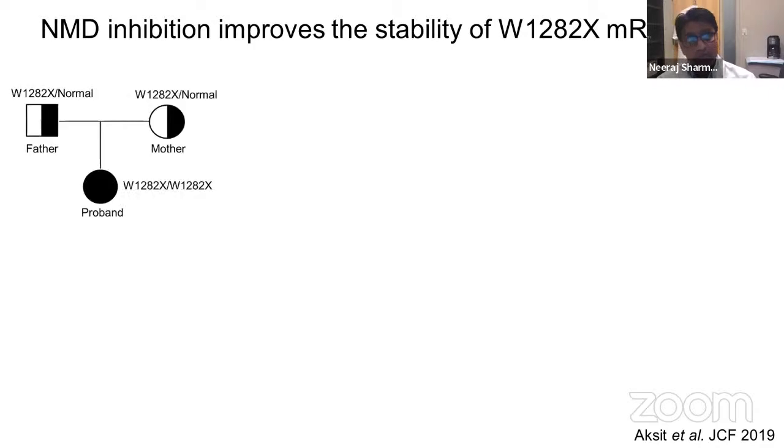Next, I'm going to give you a second example where there is nonsense-mediated mRNA decay. In the previous example, there was no defect in the mRNA decay. So a classic example here is W1282X. This is a pedigree, because this is a genetic disease. You can see here this individual is homozygous for this W1282X and parents are carriers. I will try to convey what is the use and importance of studying carrier parents in this setting.